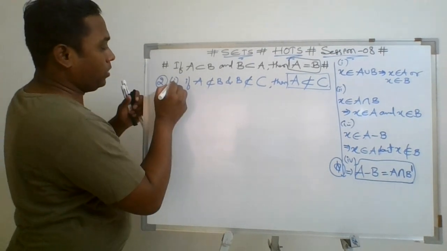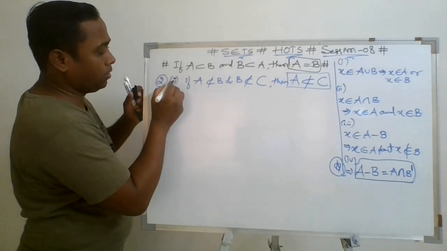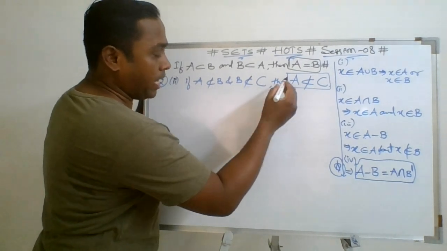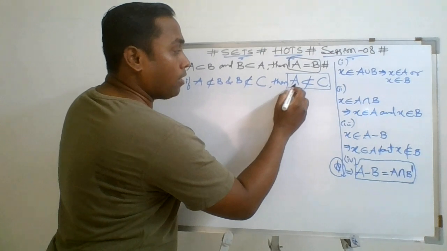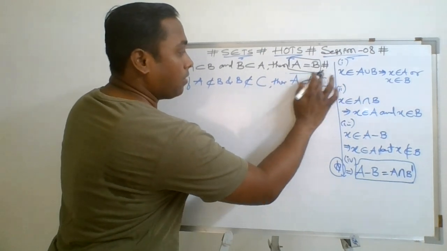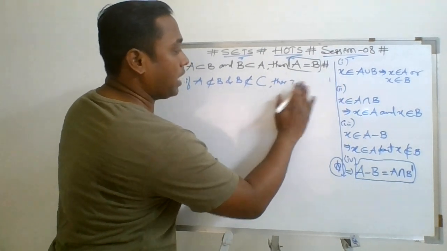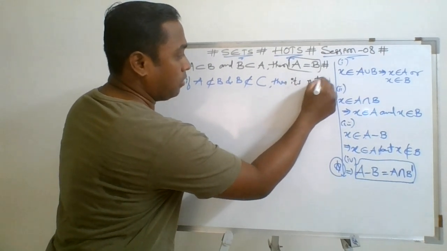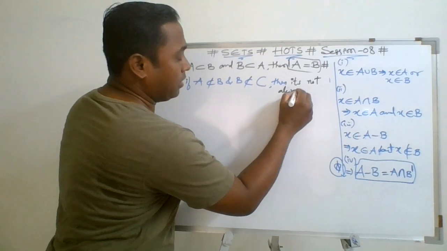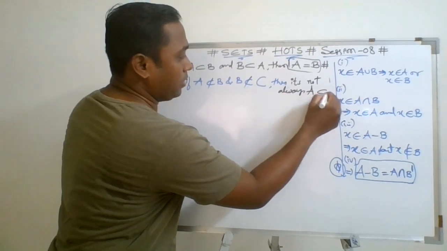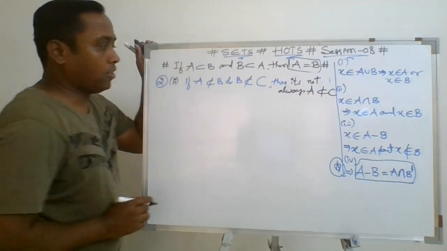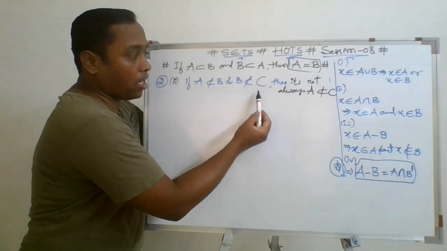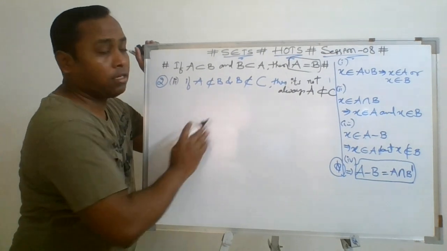The second part: if A is not a subset of B, B is not a subset of C, then it's not always that A is not a subset of C. जरूरी नहीं है कि अगर A B का हिस्सा ना हो, B C का हिस्सा ना हो, तो जरूरी नहीं कि वो A C का हिस्सा नहीं हो.